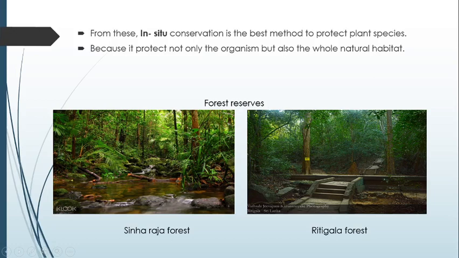In the diagram, you can see some forest reserves of Sri Lanka. The first diagram shows the Sinharaja forest and the second diagram shows the Retigala forest. In appearance, you can see that the plant species growing in these two forests are totally different, because Sinharaja forest is a wetland forest and the Retigala forest is an intermediate zone forest. So the plant species are different from each other and the environmental conditions are also different.